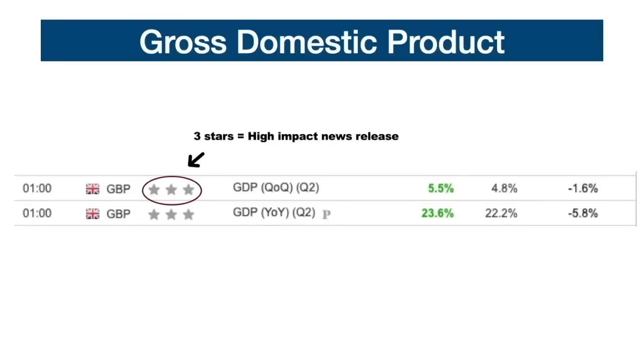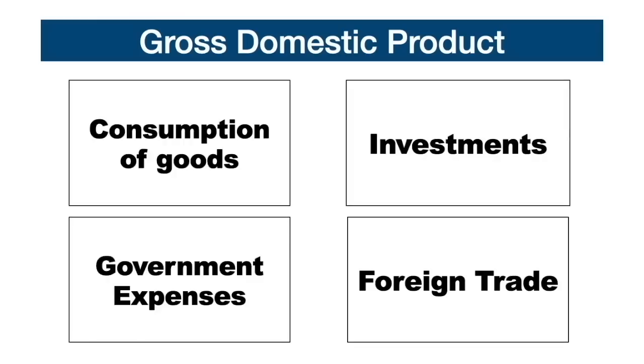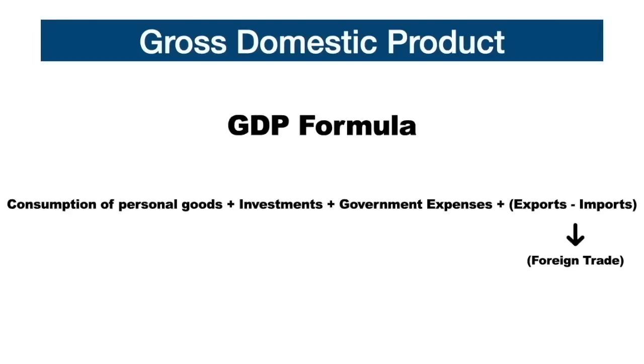Professional traders carefully analyze the GDP release to decide whether to open a new position or whether to support the active ones. The GDP is based on four key elements: the consumption of private and public goods, private and public investments, government expenses, and foreign trade. The general formula to calculate the gross domestic product is equivalent to the total consumption of personal goods, plus the total investments, plus the total government expenditures, plus the total exports, minus the total imports.